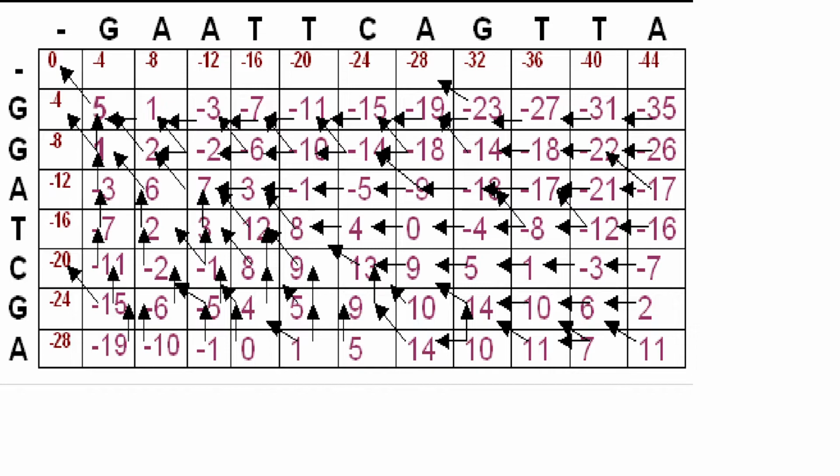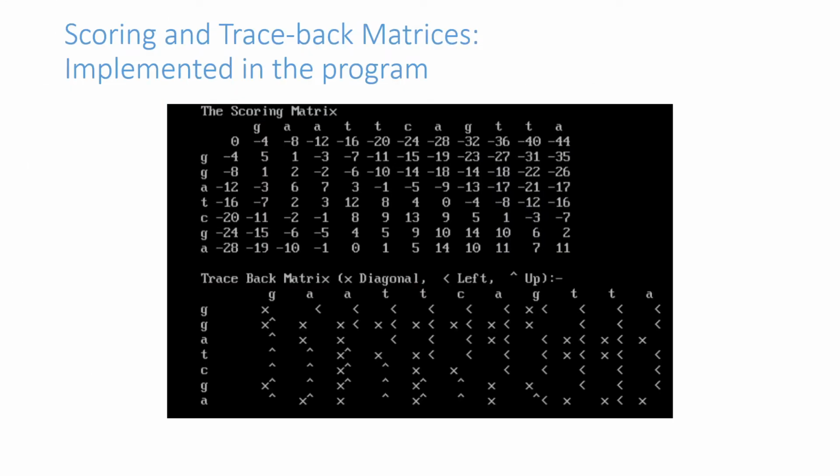Finally, all the cells are filled with scores and directions. And I generated two separate matrices for scores and directions. For scores, it is the scoring matrix. I have only the numbers here, and in the traceback matrix I have only the directions. X represents the diagonal direction, less than symbol represents the left direction, left arrow mark, and the caret symbol represents the up direction, up arrow mark.